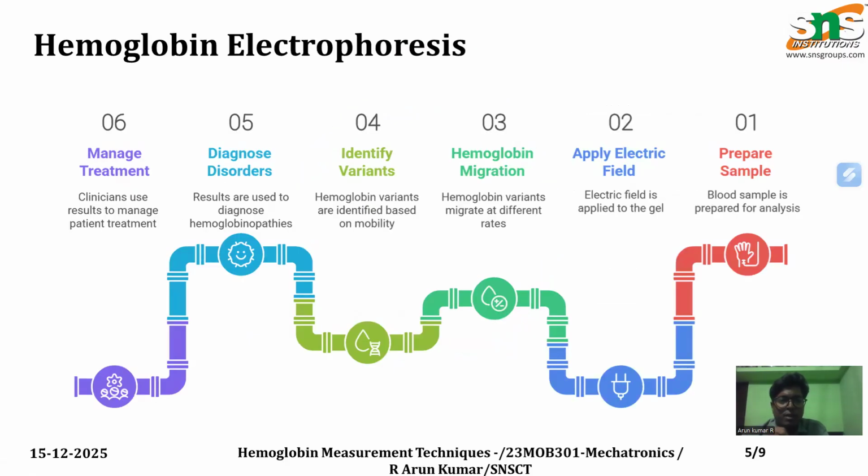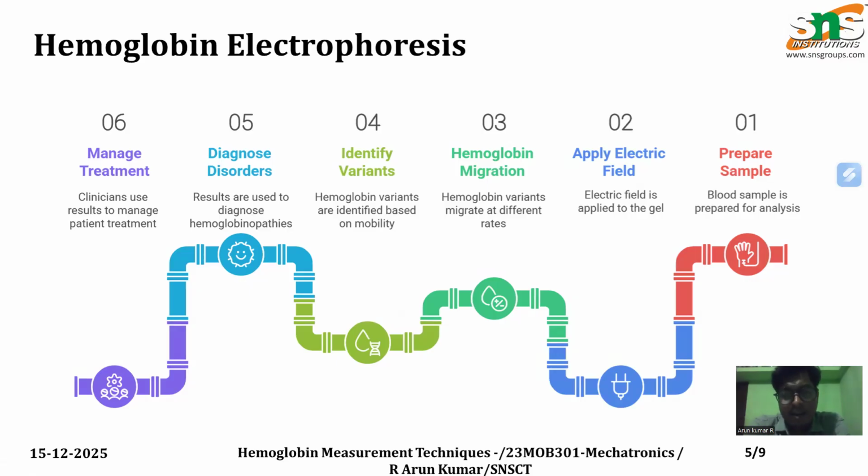Hemoglobin electrophoresis can be carried out using several types of methods. First, we prepare the sample and apply an electrical field, and the hemoglobin migrates, identifying the variants, diagnosing the disorders, and managing the treatment. This is the flow we use for hemoglobin electrophoresis.